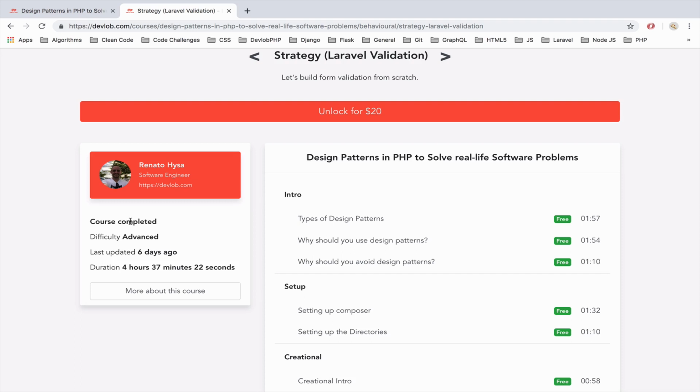Even if this is marked as completed, I might go back to this course and probably add some more design patterns, and the idea is to actually get this around 5 hours or even 6 hours if I can do it, why not? So by buying this premium course, you can get more than 4 hours and 37 minutes in the future.